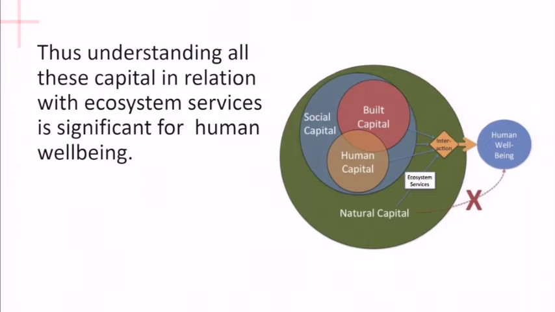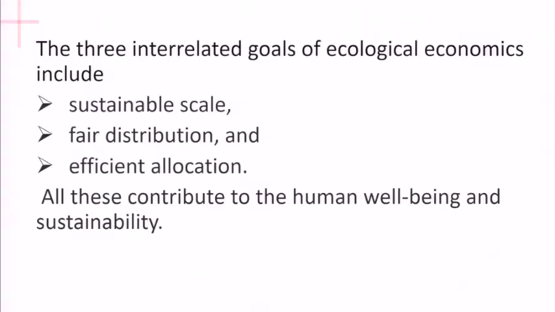As the picture indicates, we have the social capital, built capital and human capital. To this, our ecosystem provides the natural capital such as the air, water, and a clean atmosphere. All this together helps us to live a happy, healthy life, and hence it results in human well-being. The three interrelated goals of ecological economics include a sustainable scale, fair distribution and efficient allocation. All these are required if we need to contribute to human well-being as well as sustainability.